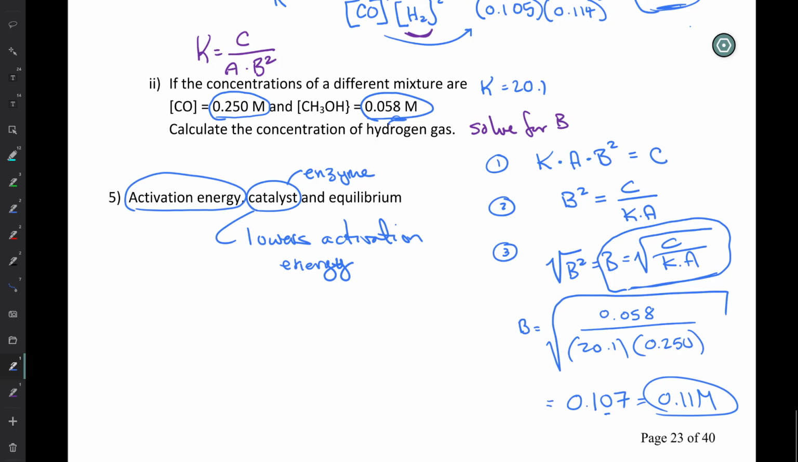Now, equilibrium is not affected by a catalyst. Equilibrium is how much product you have to how much reactant you have. It turns out when you have a catalyst, not only does it make the reaction in the forward direction go faster, it also makes the reaction in the reverse direction go faster as well, because the barrier to energy going forwards and backwards is the same. So catalysts lower the activation energy, make the reaction go faster, but don't affect the equilibrium.